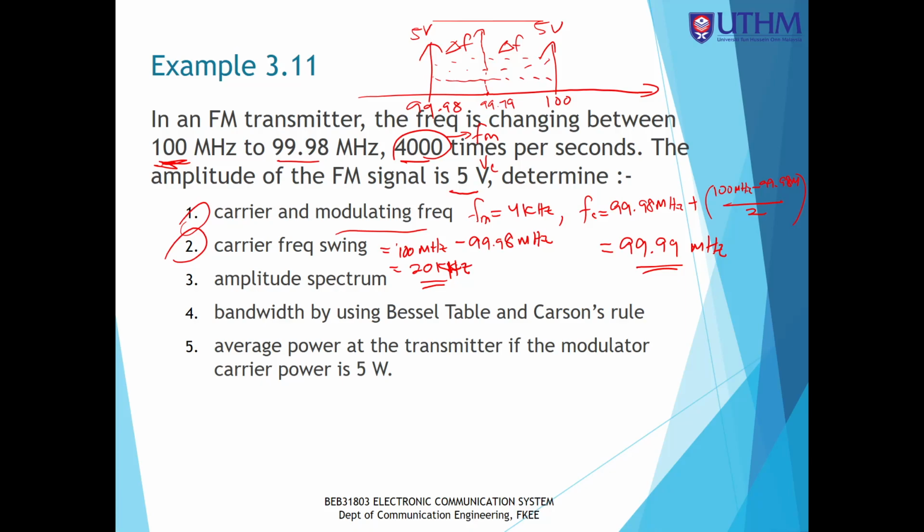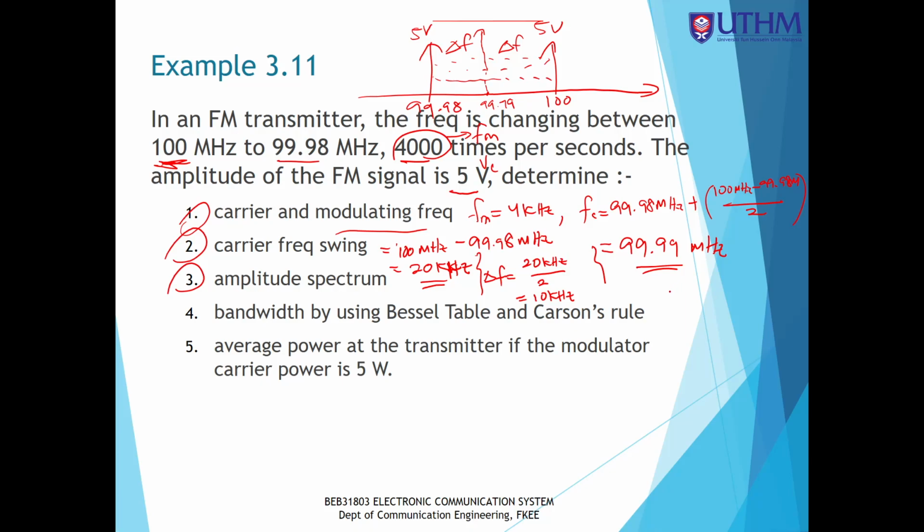And then what? Find the amplitude spectrum. How to find this? We know FM, we know FC, we know delta F. We can find beta actually. So from here, we can find delta F. Delta F is equal to 20k carrier swing divided by 2. So we're gonna get 10 kilohertz of delta F, frequency deviation.